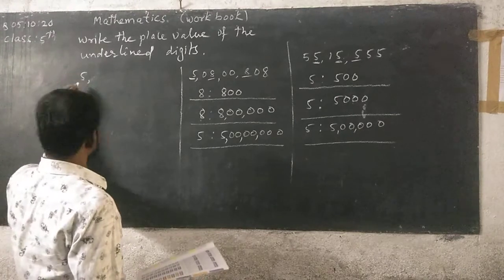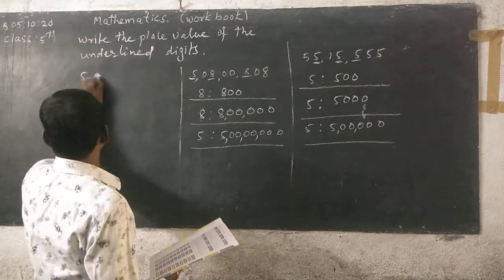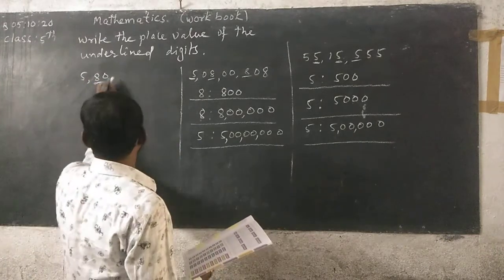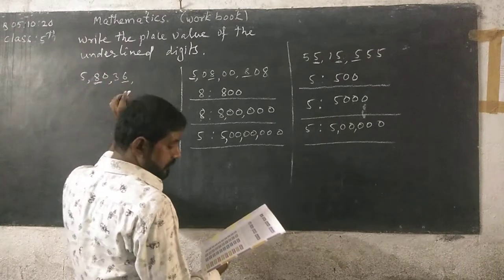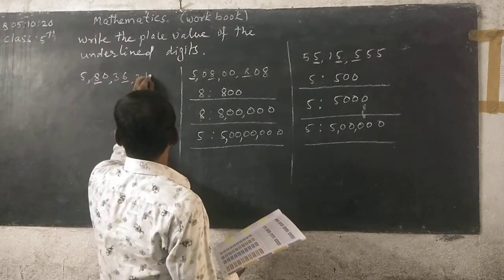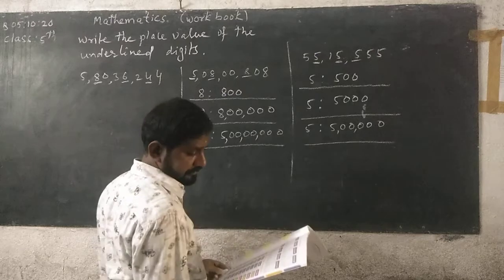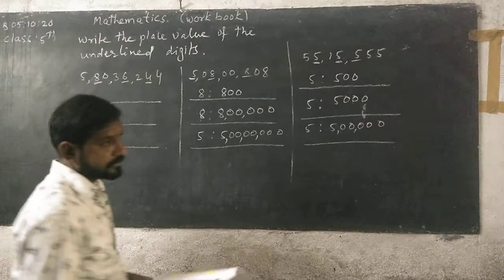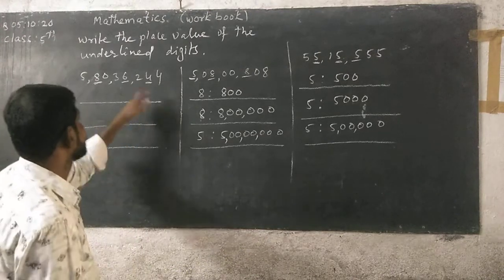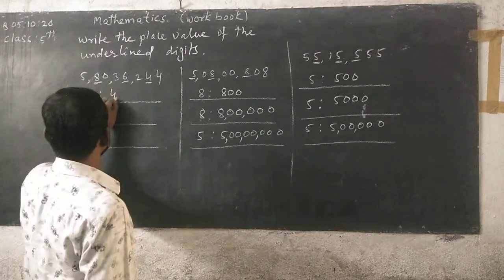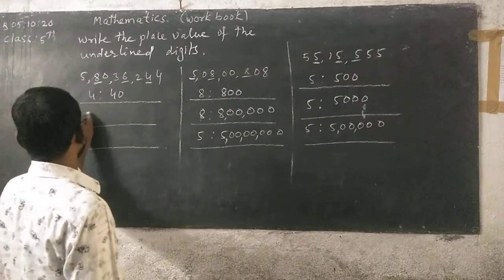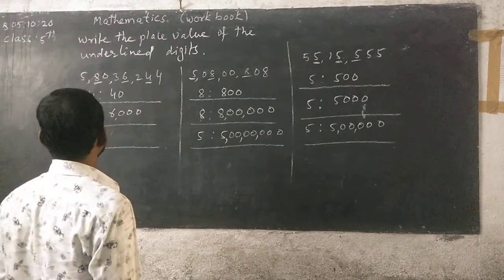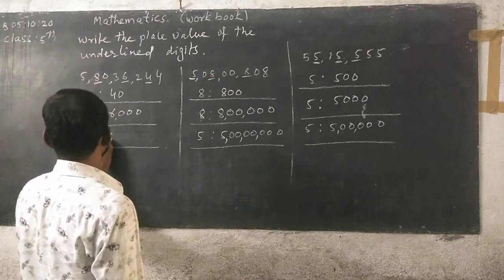Next, 5 crore 80 lakh 36,244. So you can take from right to left. 4 is in tens place, 4 tens is 40. 6 is in thousands place, 6,000. Next 80 is in 10 lakhs place, 80 lakh.